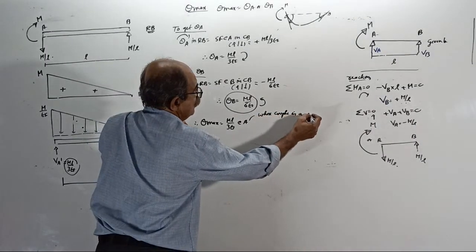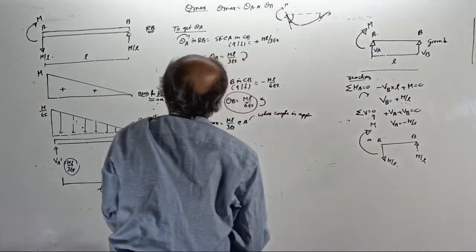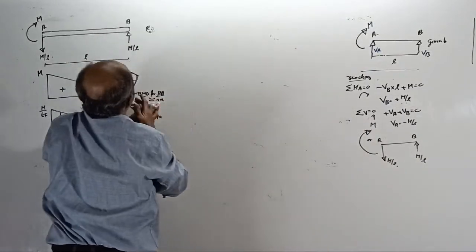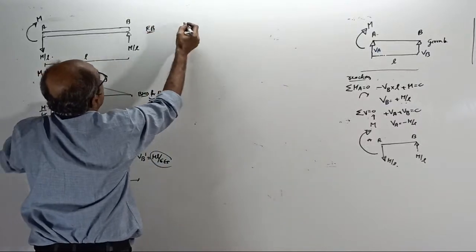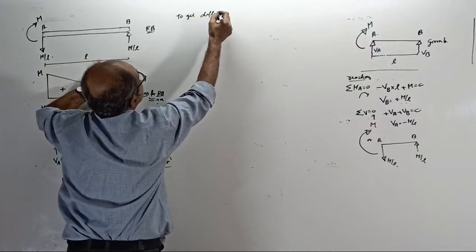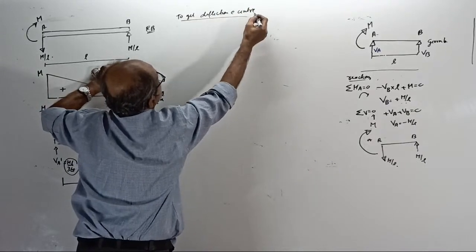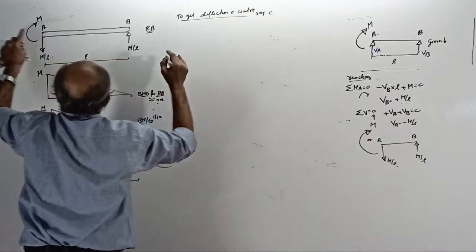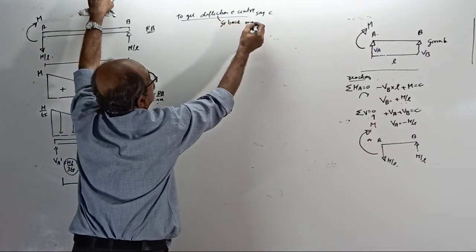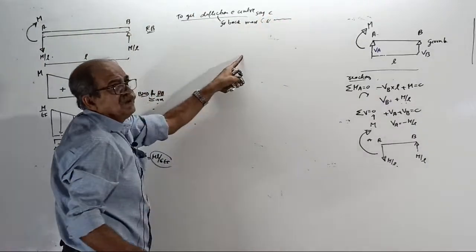Okay. This is over. Now do one thing. Find one more important quantity, the deflection at center. It is very important for competitive examinations. Name it as C. Go back and mark C, and also mark whatever else is required.